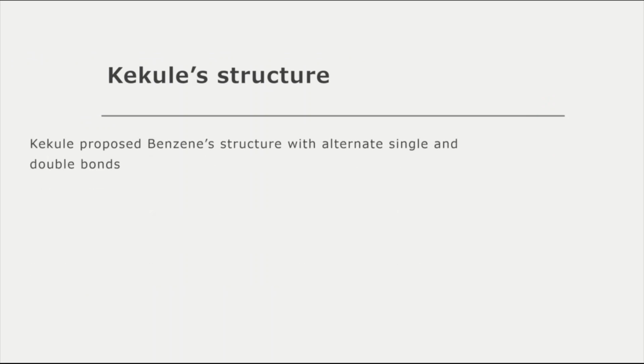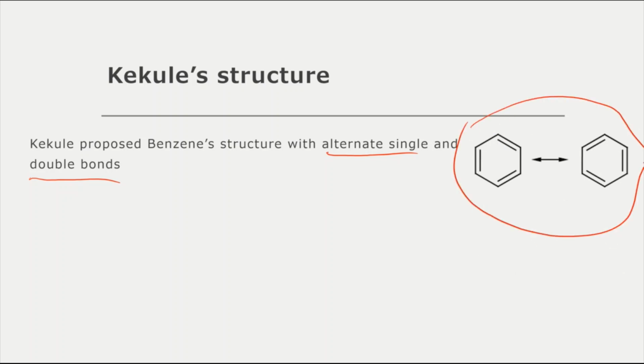Okay, so now looking at Kekule structure. Kekule proposed a benzene structure with alternate single and double bonds. So what he said is this is benzene, and one minute the double bond, for example, is structured like this, and the other minute it might change, so it might move to there, and this might move to there, and this one will move to there, so it will look like this. So this was his structure.